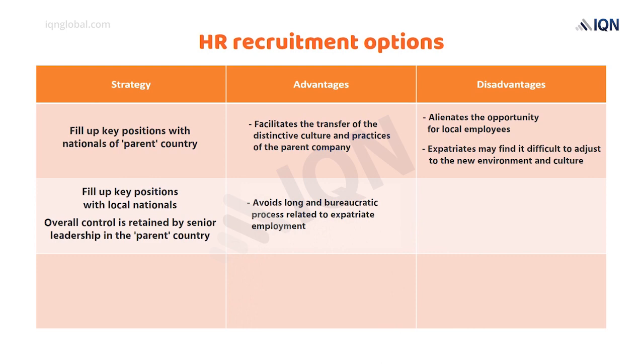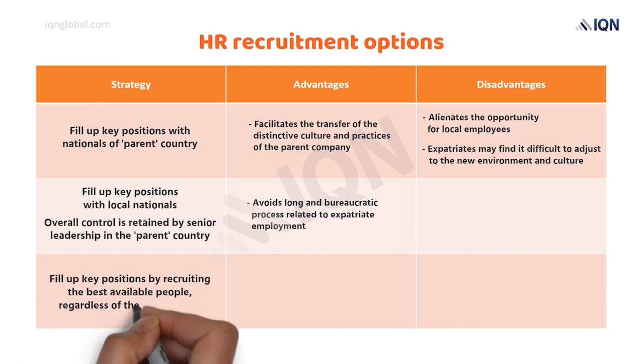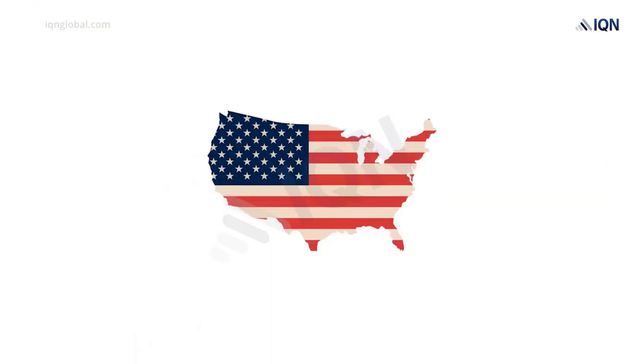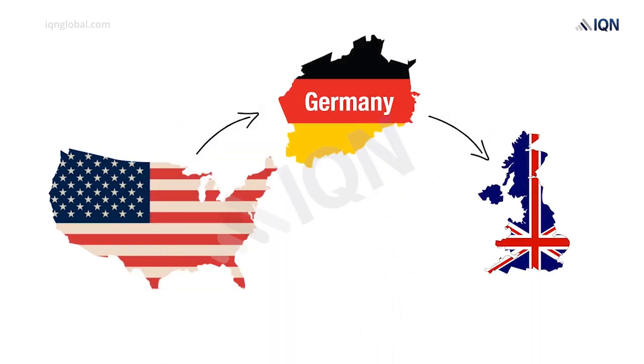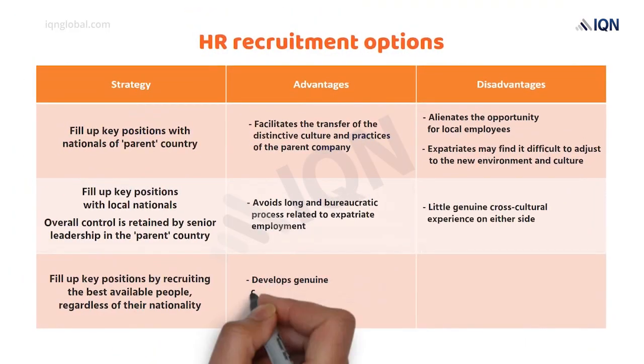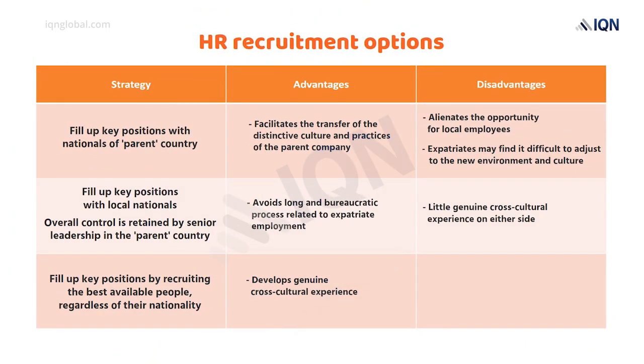The third and final strategy for a multinational company is to fill up key positions by recruiting the best available people, regardless of their nationality. For example, a U.S. multinational may even recruit a German to manage its UK subsidiary. This strategy develops genuine cross-cultural experience.